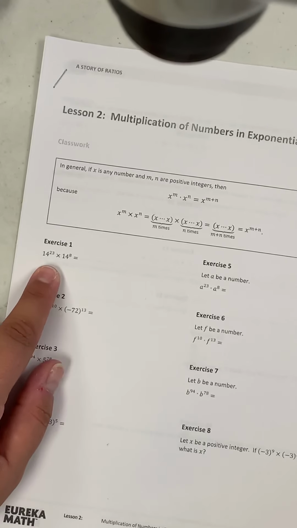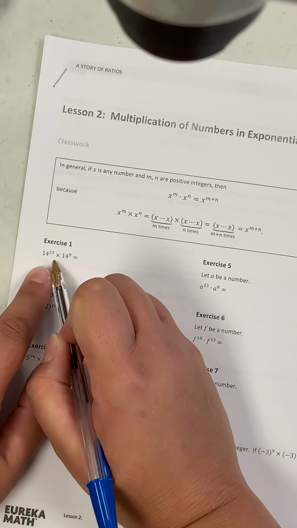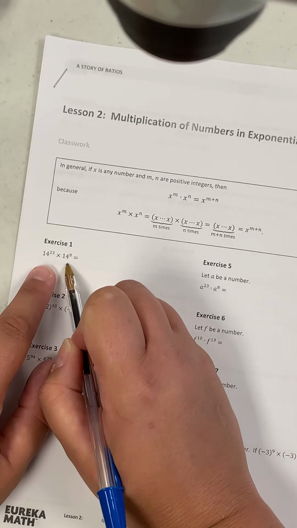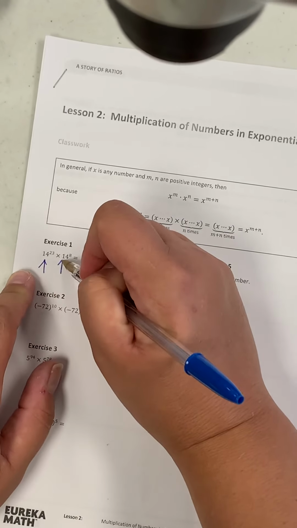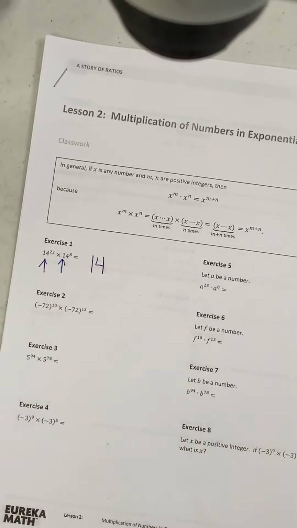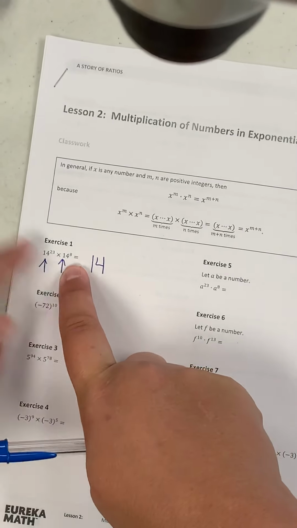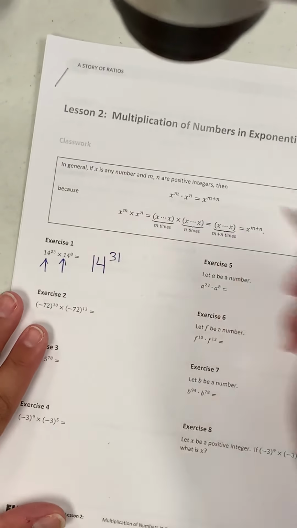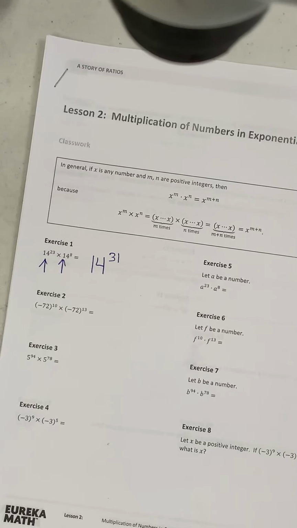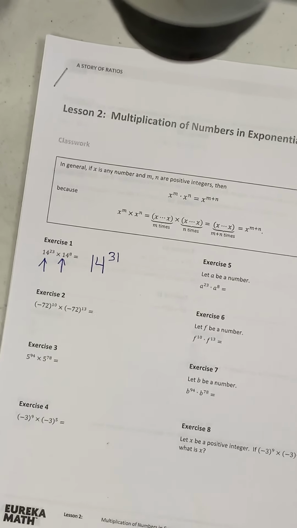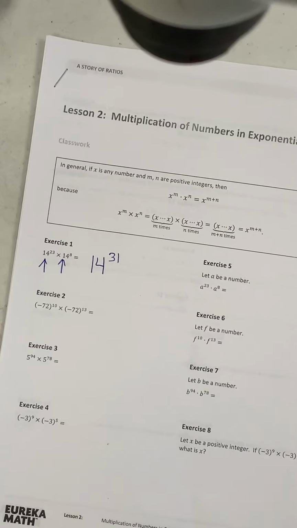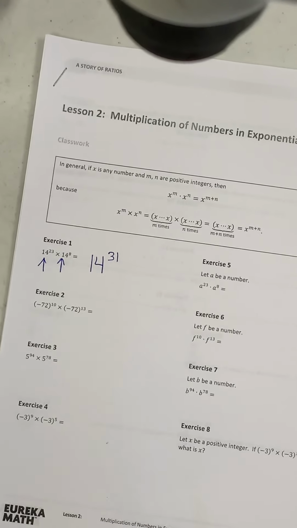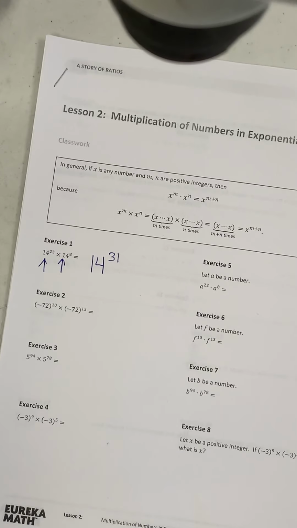Look at exercise 1. 14 to the 23rd times 14 to the 8th. Are the bases the same? Yes, they are. So I rewrite that, and then I add the exponents. And what do you get? 31. And there's your answer. Now, if you had to put it in the calculator, you could. We are not focused right now on getting the whole number answer. We're focused on being able to write it in exponents, okay?